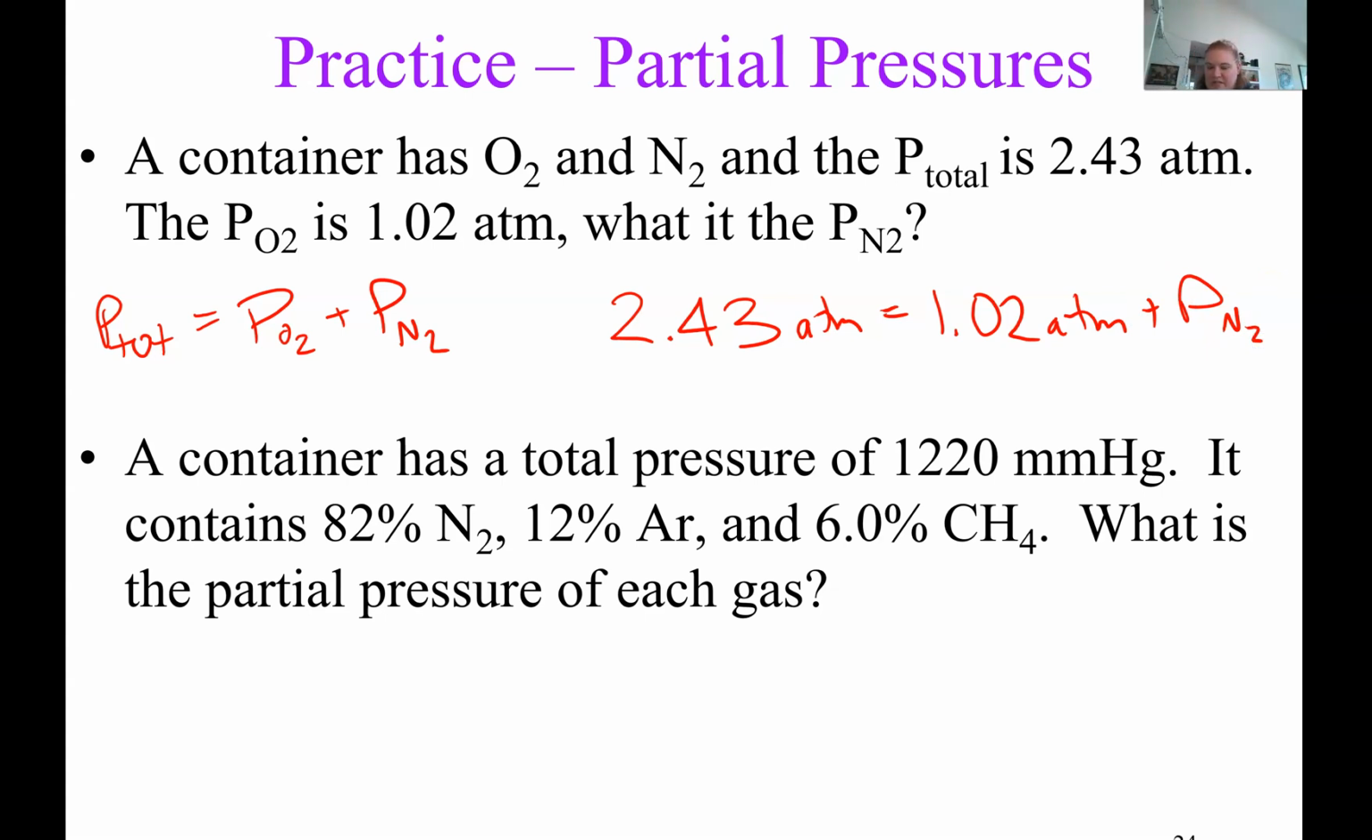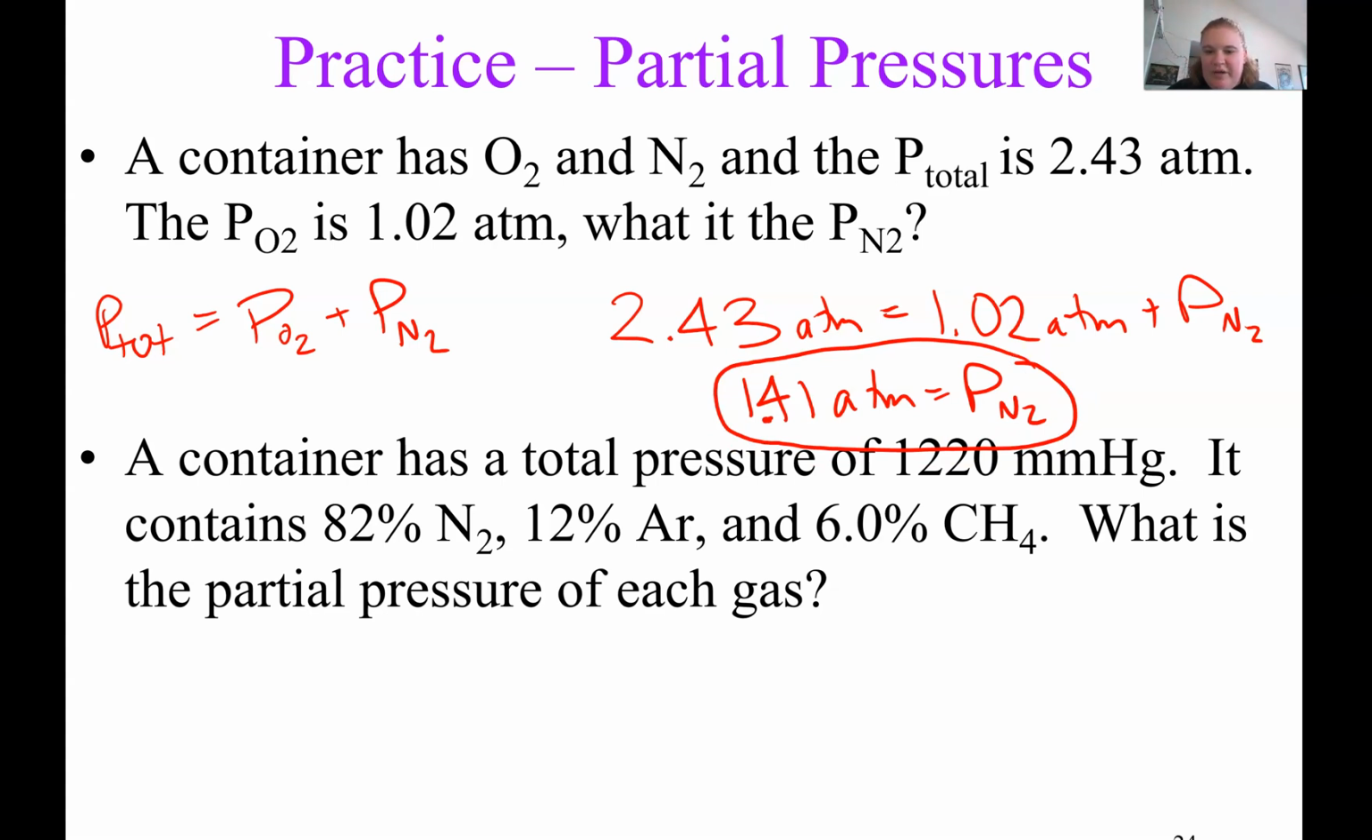Really the only way this type of equation could get complicated is if you were given different units and you had to convert units. And so that's not even going to make it complicated. That's just going to make it take longer. Speaking of units, let's put some units in. So the pressure from the nitrogen is 1.41 atmospheres.